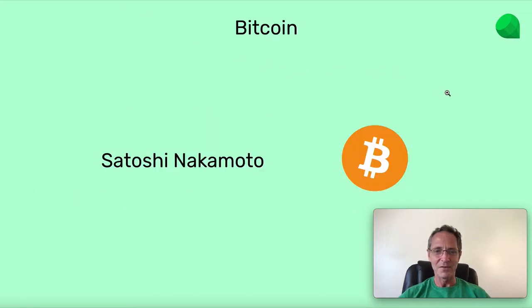The creator of Bitcoin is Satoshi Nakamoto. He was a person that used a pseudonym, very likely. This is not his real name. And very likely he was also a cypherpunk, like the persons I described in previous classes. And he knew everything about the previous inventions and created Bitcoin.